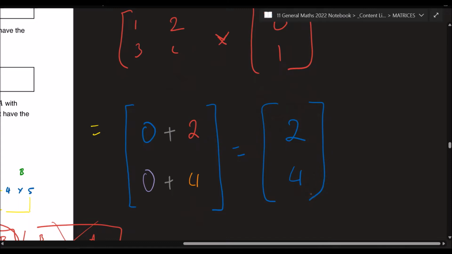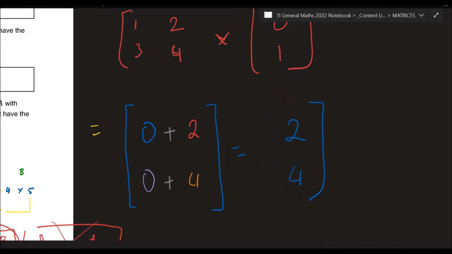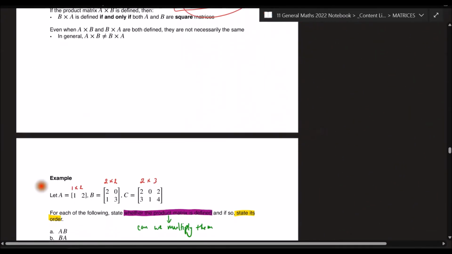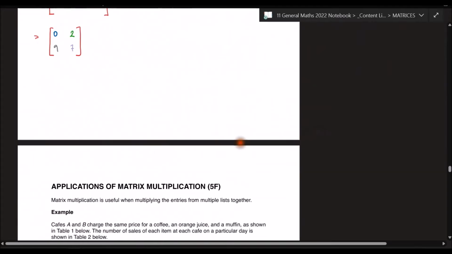There's your answer. And again, from what Natasha said, your answer should be a 2x1 matrix. All right, so that's how we multiply matrices. Now let's apply that to some application questions.